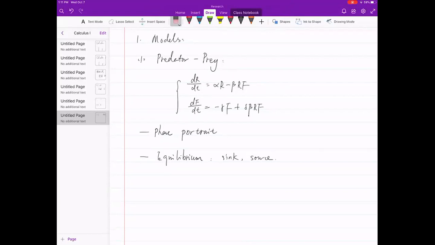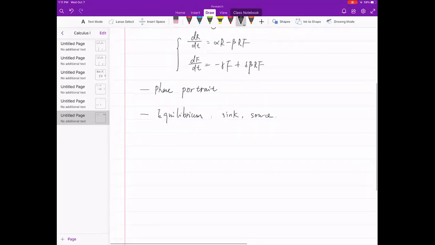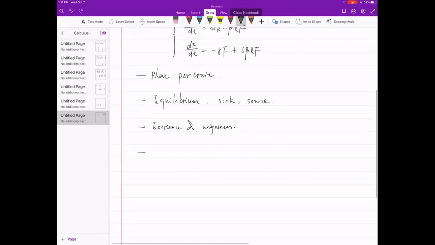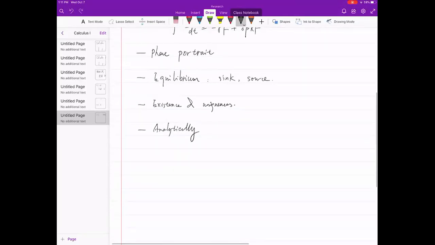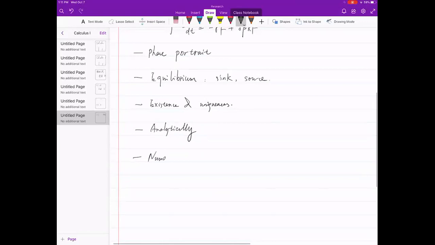We had equilibriums before. We can still do equilibriums for the new thing. We can talk about whether it's a sink or a source. We can also talk about existence and uniqueness of solution. We can also talk about how to solve it analytically, which we know is difficult. And finally, we can talk about how to do it numerically. So everything we did before, we're going to do exactly the same thing this time for the system.